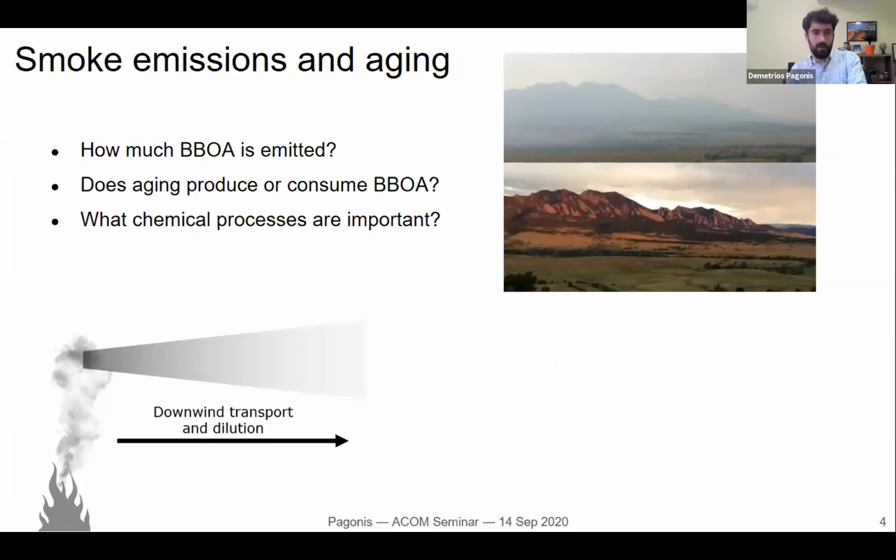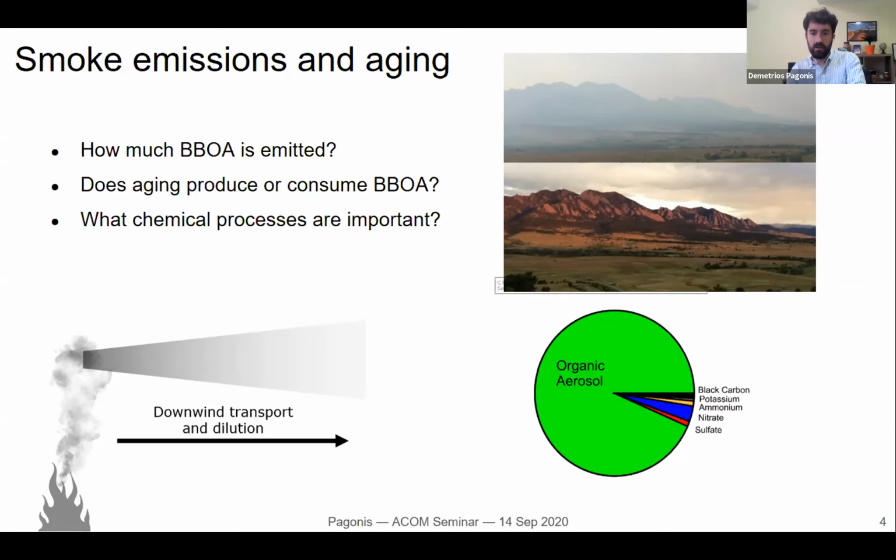So when we think about the OA budget in the context of smoke, the key questions we have are just how much biomass burning OA is being emitted. As it ages, is that aging producing more OA as it travels, or is it being consumed and being removed from the atmosphere by chemistry? And as it travels, which chemical processes are the ones that are most important, right? Can we make measurements in the field that can help guide lab studies into productive areas?